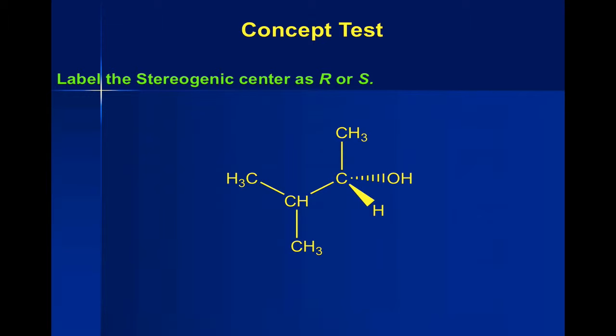It's like, look at it, like that. Priority 1, priority 2, priority 3. So it's going in a counterclockwise fashion. This is very, very important because if you look at it like this, how does it look like it's going? It looks like it's going 1, 2, 3. It looks like it's going to the right. But that's wrong. Why? Because the lowest priority group's not facing away from me.